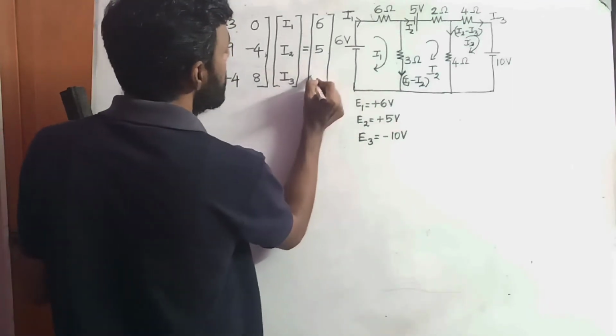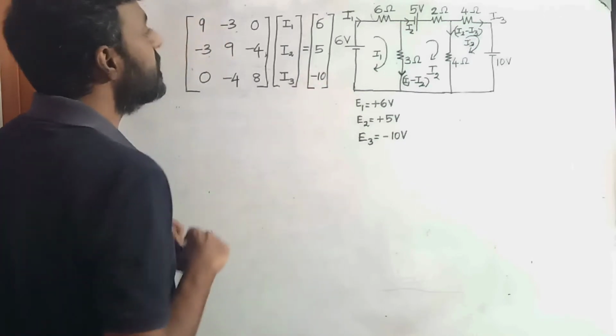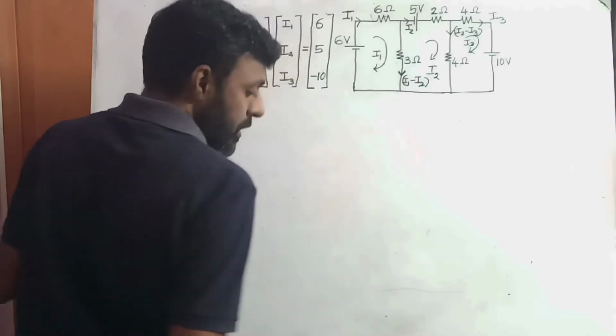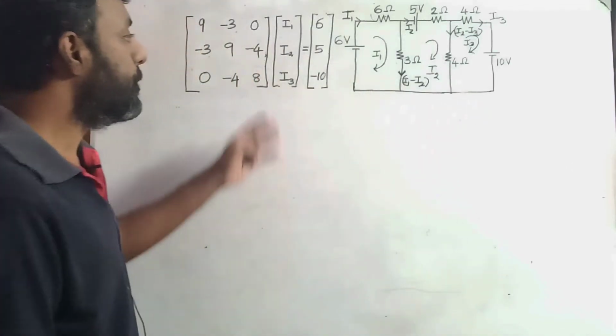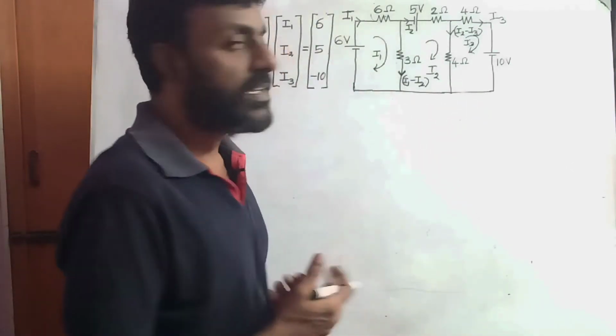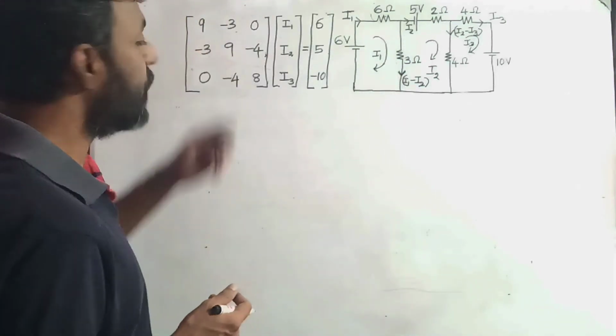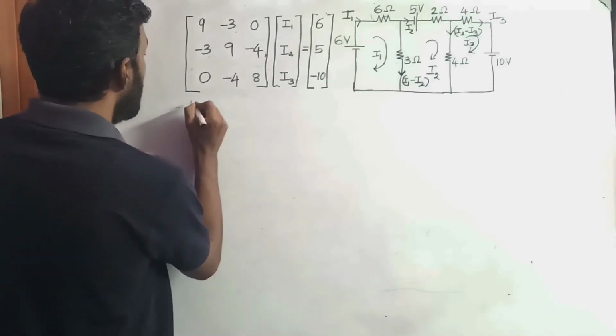E3 is minus 10. So these are the values: 6, 5, minus 10. Using these values, I need to find the mesh currents, and I'm going to do the mesh analysis using the matrix form. So the first thing I'm going to do is find the value of delta.